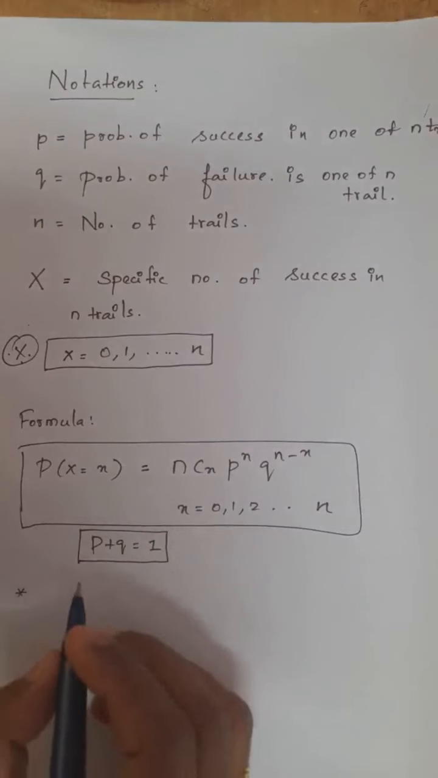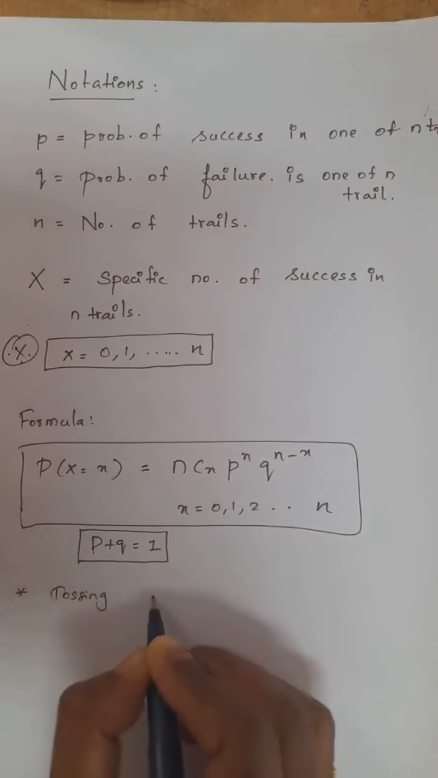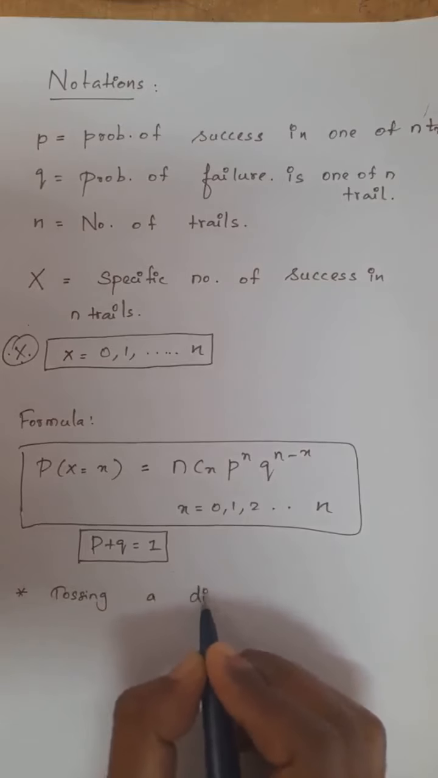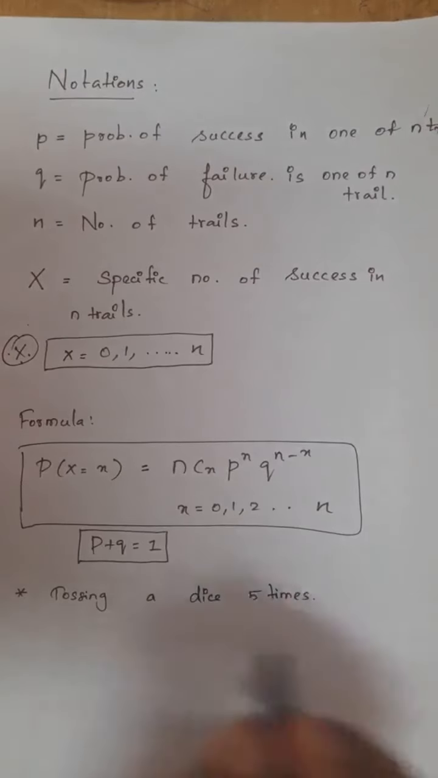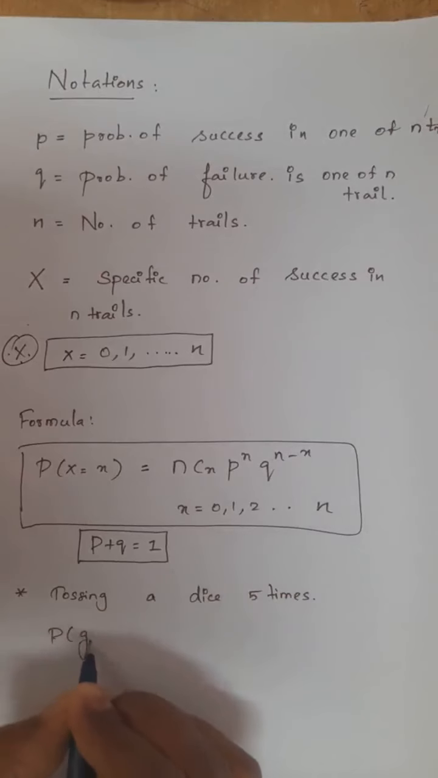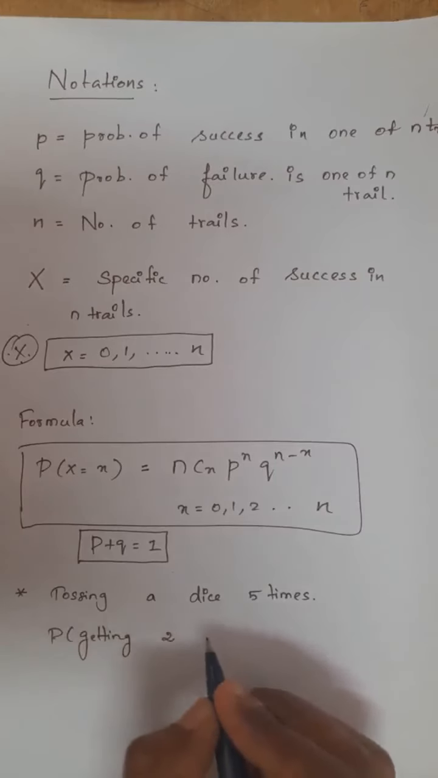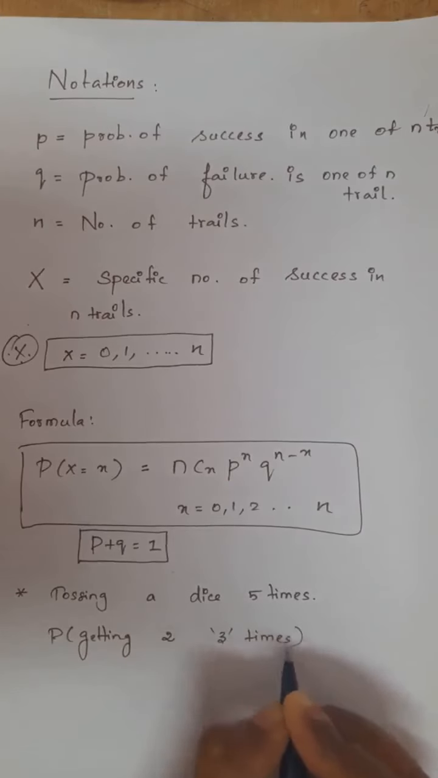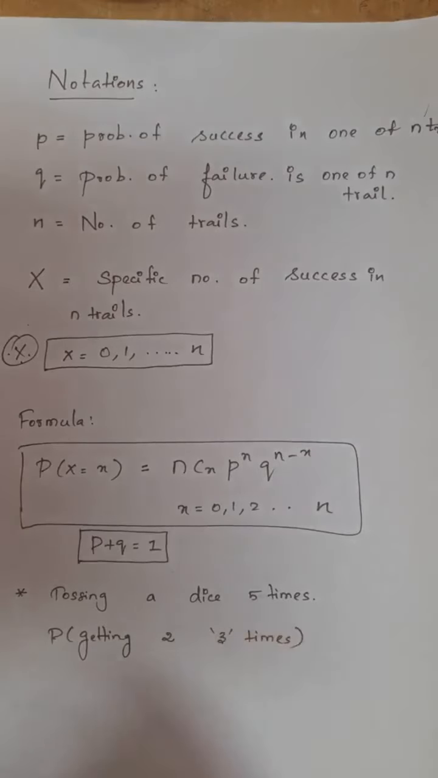Let us take an example. Tossing a dice 5 times. I need to find the probability of getting 2, 3 times while tossing a dice 5 times. So I am going to toss a dice 5 times, so I have drawn 5 different lines.